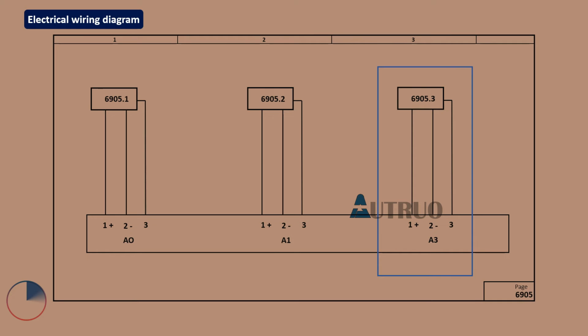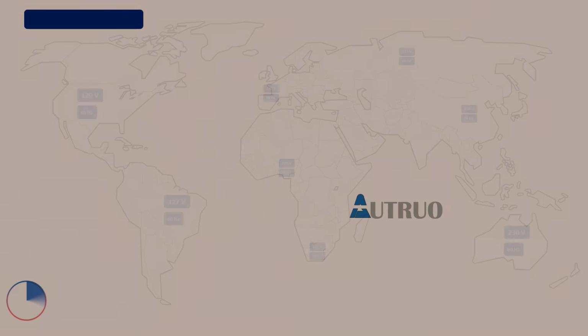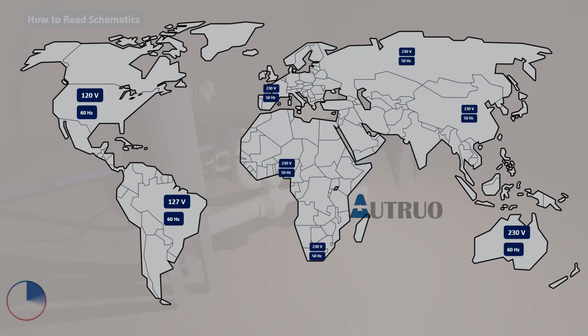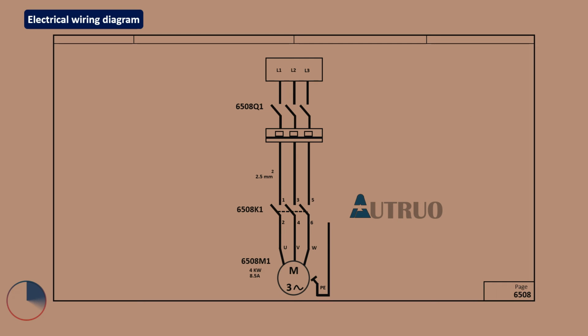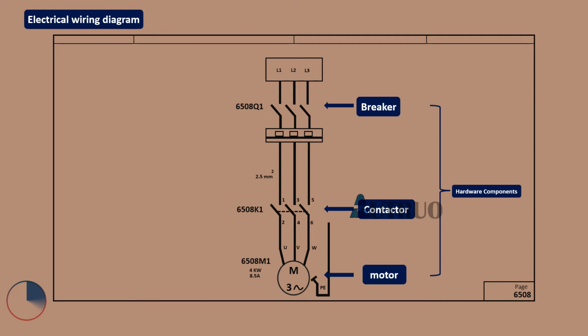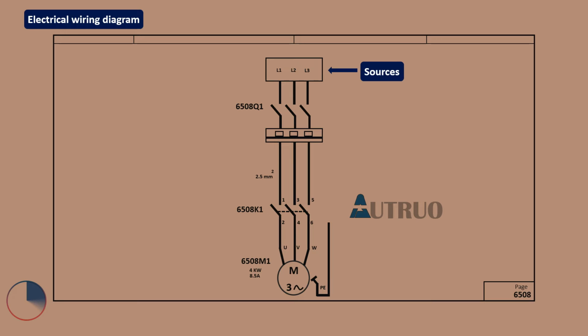Let's look at how to read an electrical schematic. Electrical wiring documents come in different layouts, and the layout can be due to the preference of the machine designer. The wiring standard used within may vary according to the country that the machine is shipped to. Some documents are designed using different software. Examples of software that are commonly used are AutoCAD or EPLAN. A typical electrical wiring diagram consists of hardware components, power sources, terminals and grounding.